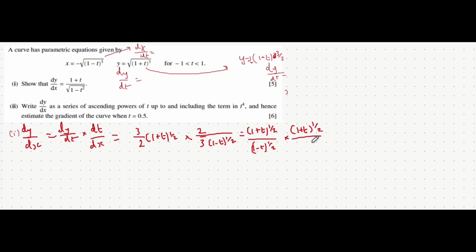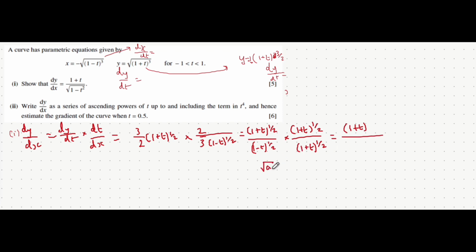Whatever you do to the top of a fraction, you have to also apply that to the bottom of a fraction. So I'm going to multiply the bottom by 1 plus t to the half. A half plus a half is 1, so that becomes a power of 1. So 1 plus t all to the power of 1, or just 1 plus t. And then divided by, now here's where you have to really think outside the box.